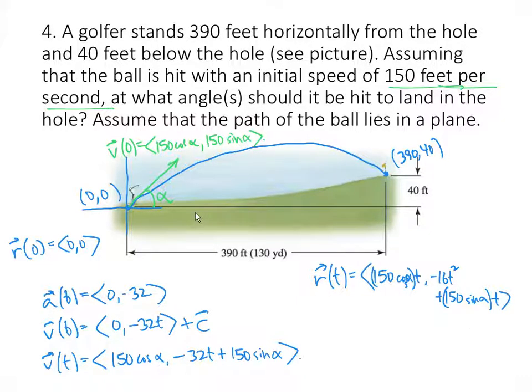t plus some constant d, and then since our initial position is 0, 0, we can plug in t equals 0, and we get that d is just 0. So we get our position function is r of t equals 150 cosine alpha t, and then negative 16t squared plus 150 sine alpha t.